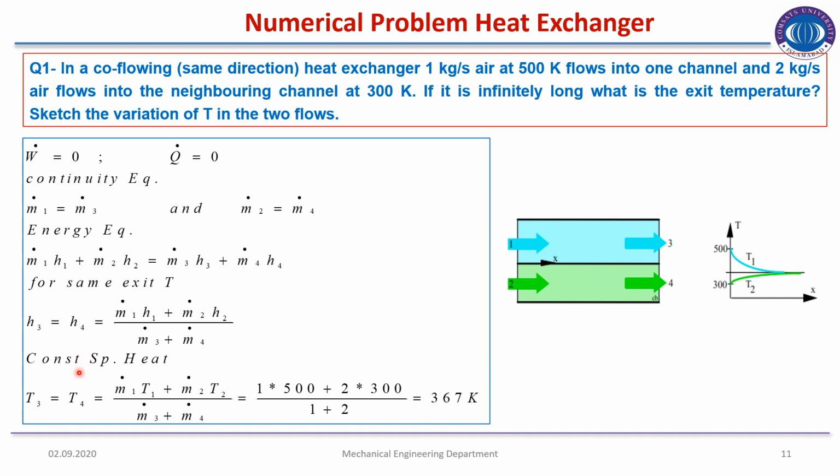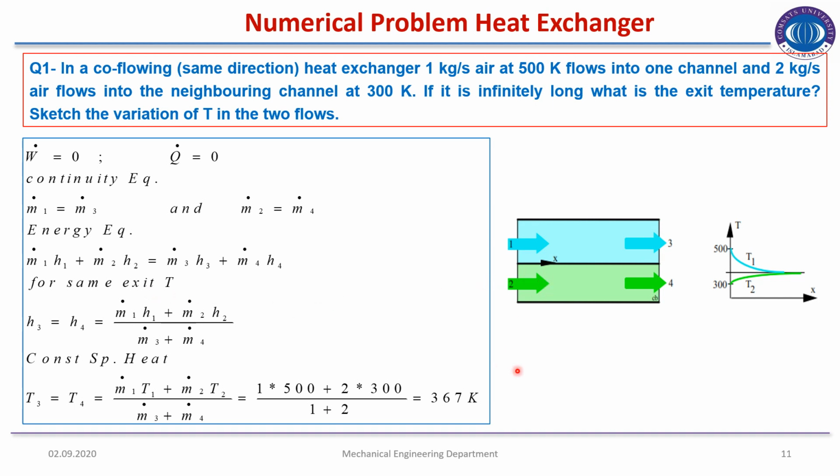And for constant specific heat, the C term will cancel out, and the H term, the enthalpy term, will be converted into a temperature term. So when we solve for the T4 temperature, here we have assumed that the exiting temperature of cold and hot is the same. So that is written for the same exit temperature.